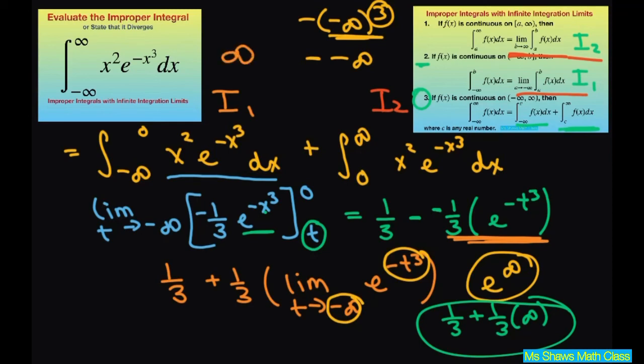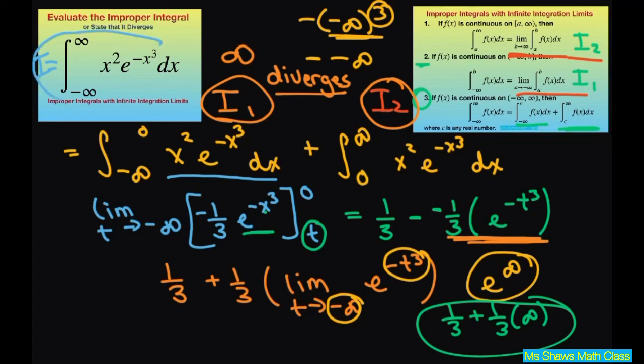So it means it diverges. If one part of the integral, like integral 1, diverges, then there's no reason to do integral 2, because this is our integral here. If one part of this integral diverges, then the whole integral here is going to be divergent.